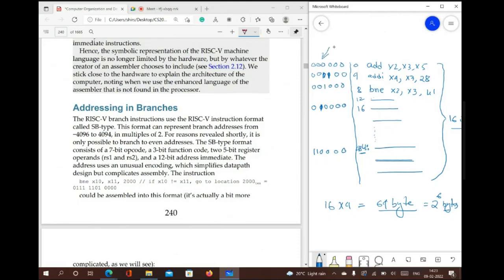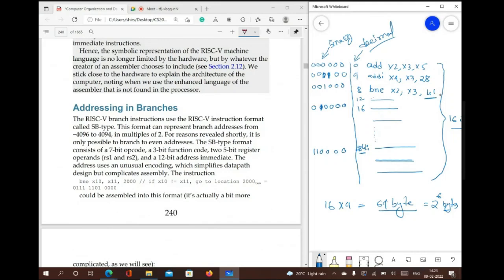These addresses are written in binary and these addresses are written in decimal. This is the program. So how many instructions are in this program? There are 16 instructions. Each instruction is taking 4 bytes. All are clear.